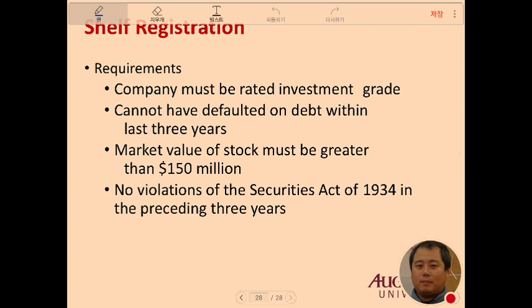Shelf registration requires the company to be rated investment grade. So for junk bonds, no way. It cannot have defaulted within the last 3 years. So good credit again. Market value of stock must be greater than $150 million. So only large companies can make this deal. And there shouldn't be any violation of the Securities Act of 1934 in the preceding 3 years. So basically, they have to be a good company, right? A good, prudent company may get this type of benefit to reduce the flotation cost. So this is the end of chapter 15.